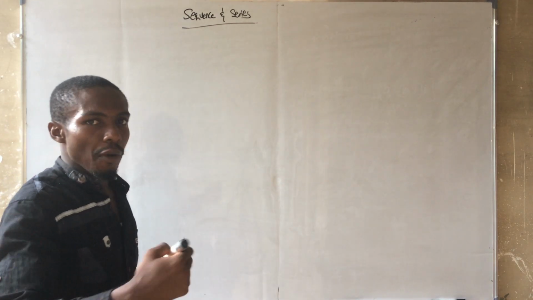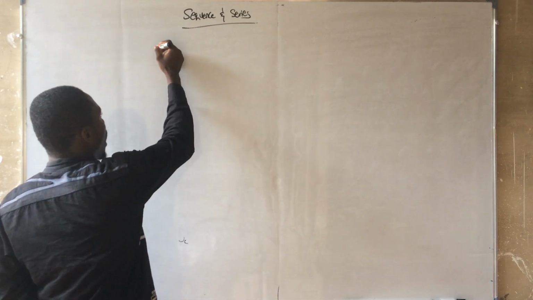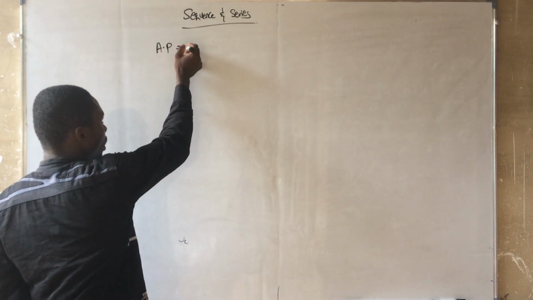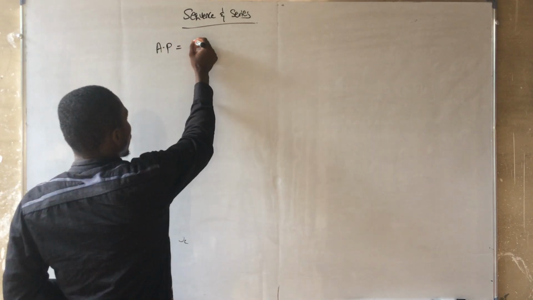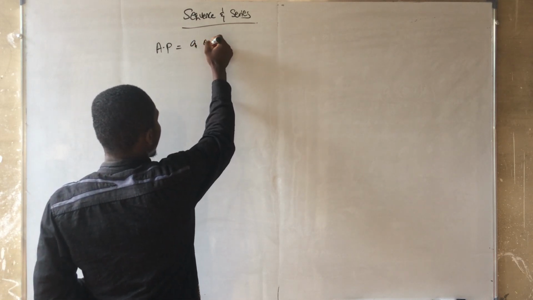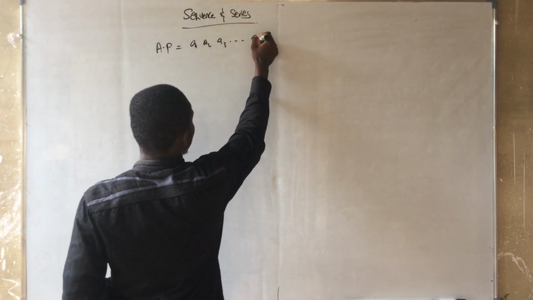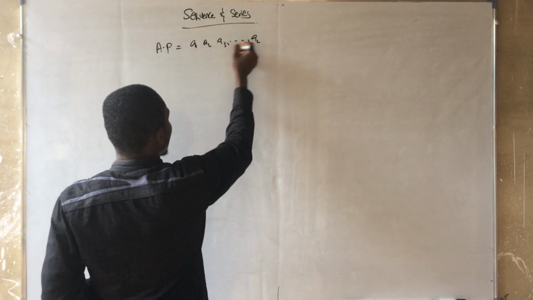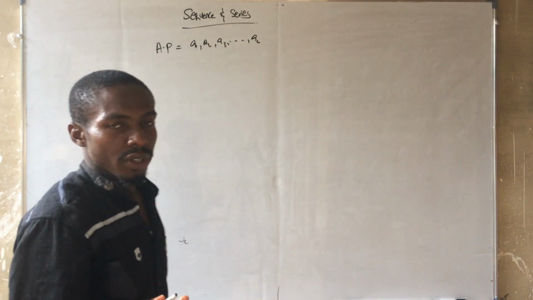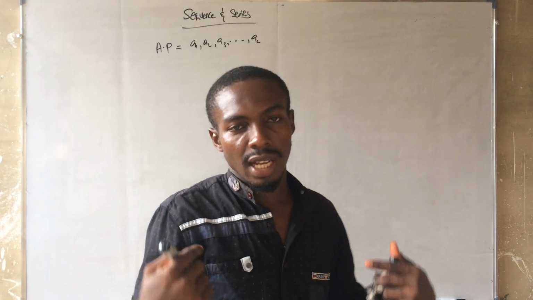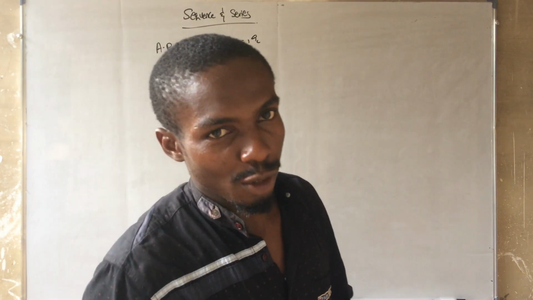We are going to be doing arithmetic progression. In arithmetic progression, AP, we have a sequence of numbers: A1, A2, A3, down to AC. Remember the reason why I'm using AC is because the subscript C starts my name, Chukwuebuka, and I love my name so very much.